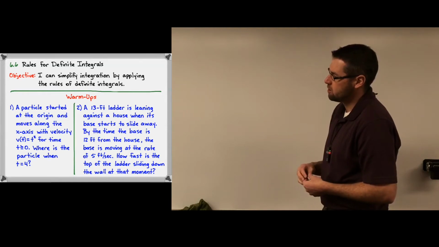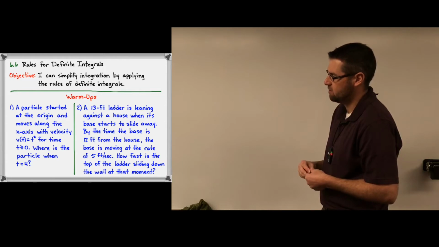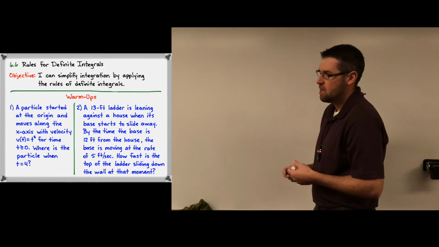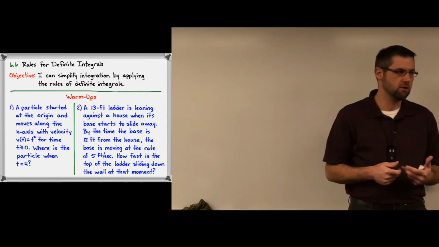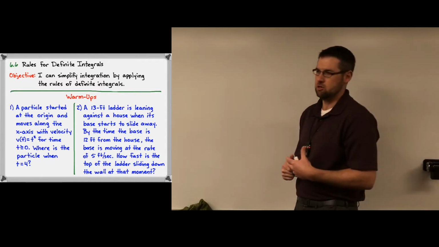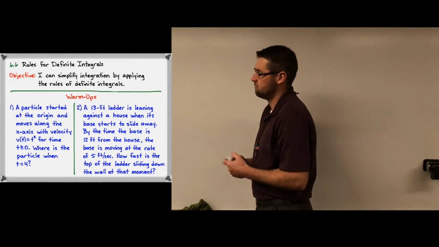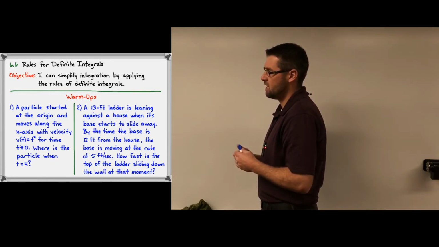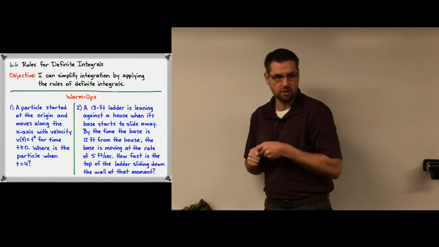Number one, a particle starts at the origin and moves along the x-axis with its velocity given for t greater than or equal to 0. Where's the particle when t equals 4? There's a couple ways to approach this, and later on we're going to see that connection. Based on what we're doing right now, this was intended to be an integral problem. You might have done it differently.